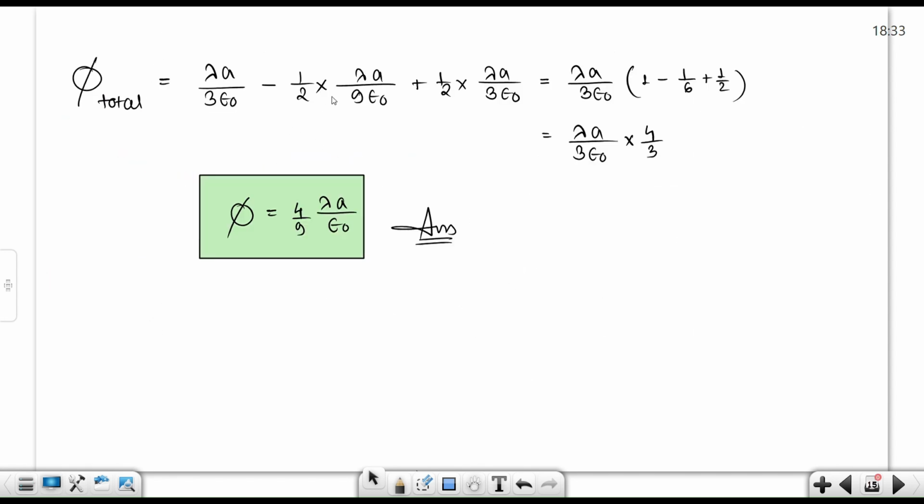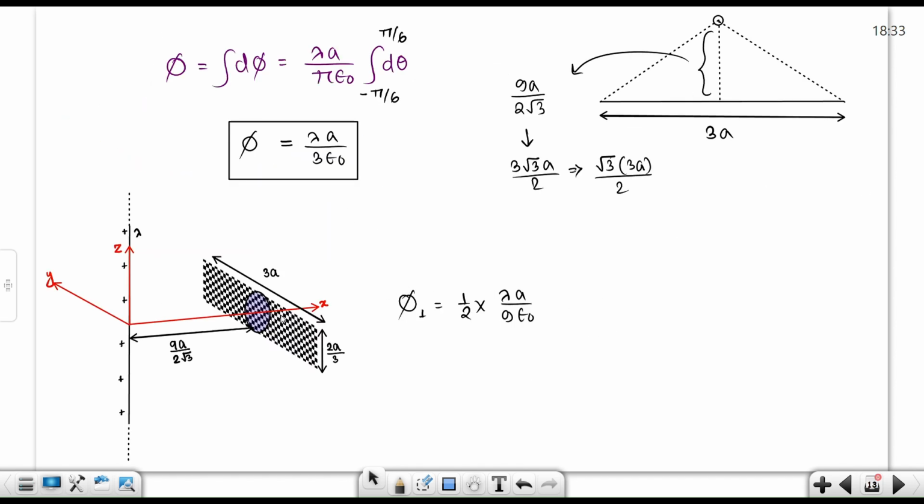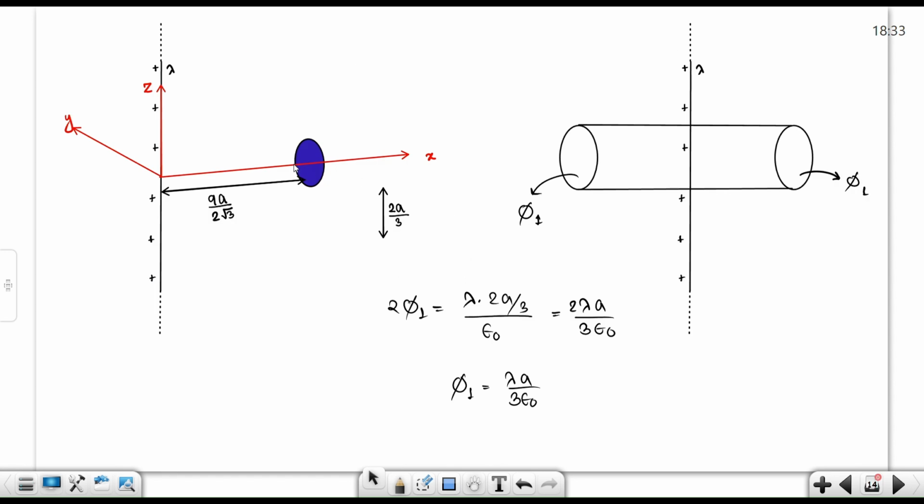So I have subtracted here. Now as I have subtracted this, the flux through this circular part has also got subtracted, so I have to add it again because I have subtracted it. So I have to add it again. So what I will do, I will calculate the flux through this circular part.